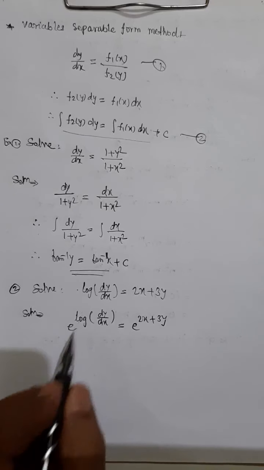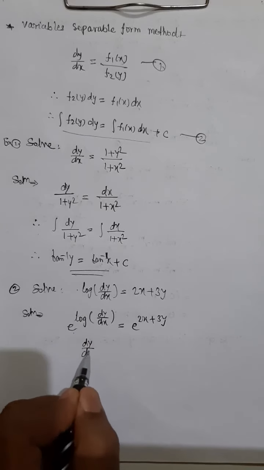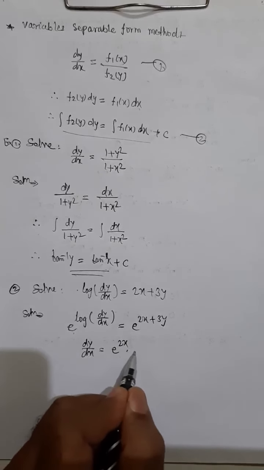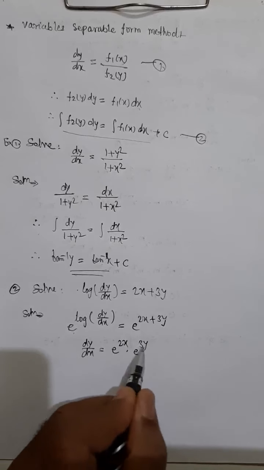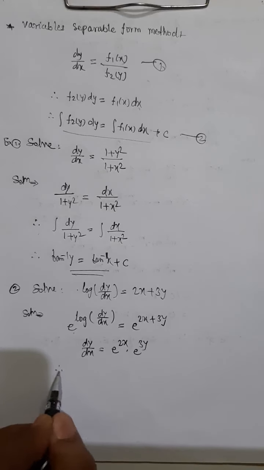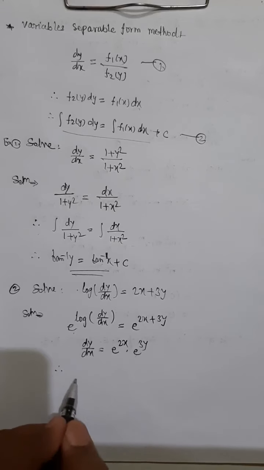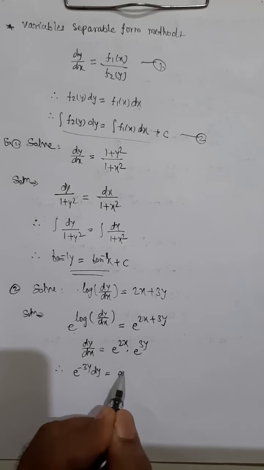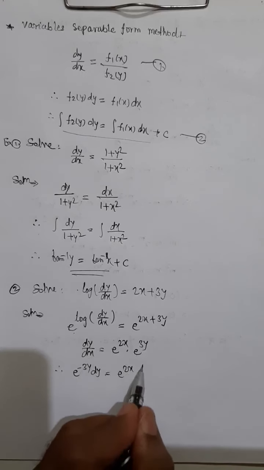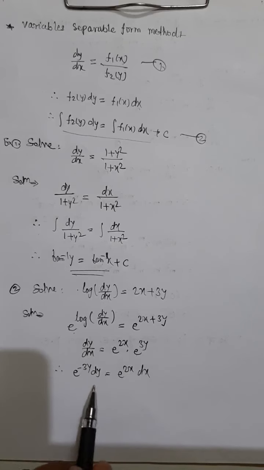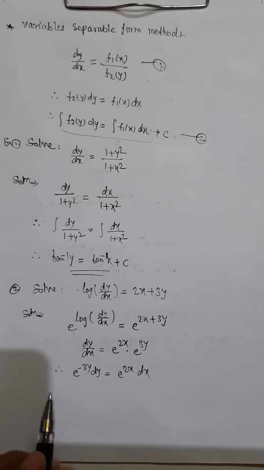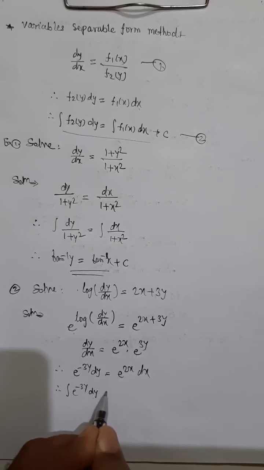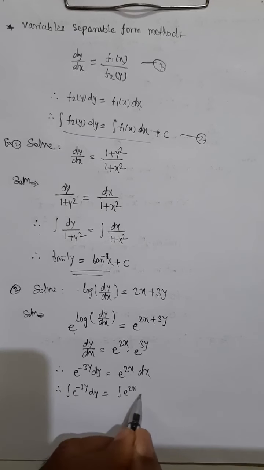Base e, e to the power log cancel, and we get here dy by dx. On the right side, e to the power (2x plus 3y) can be written as e to the power 2x into e to the power 3y. Base same, sum up the indices. And now separate the variables. Take e to the power 3y on the left side. So plus 3y becomes minus 3y, dy. On the right side e to the power 2x, and take dx on the right side. So here variables are separated, dy with the function of y, dx with the function of x, and then we integrate both sides. Integration of e to the power minus 3y dy is equal to integration of e to the power 2x dx.